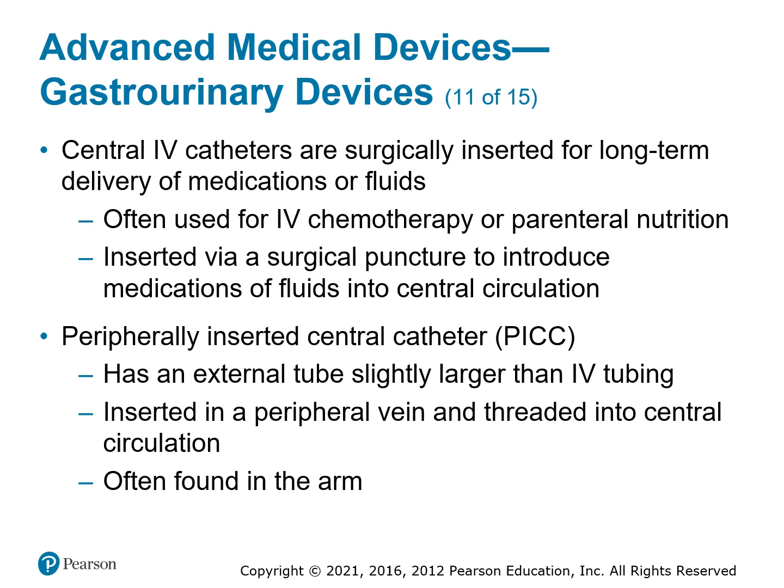Central IV catheters are surgically inserted for long-term delivery of medications or fluids, often used for IV chemotherapy or parenteral nutrition. This is inserted via a surgical puncture to introduce medications or fluids into central circulation. A peripherally inserted central catheter, or a PICC line, has an external tube slightly larger than IV tubing. It's inserted into a peripheral vein and threaded into central circulation. It's often found in the arm, kind of in the bicep area.